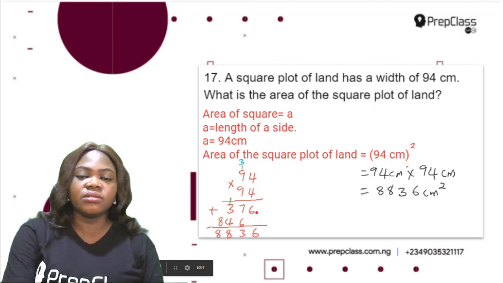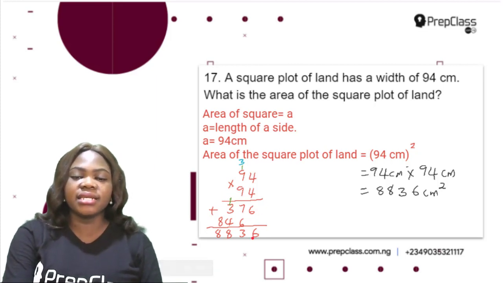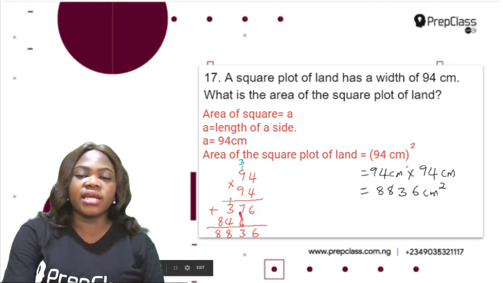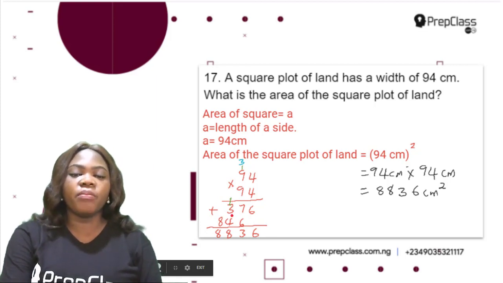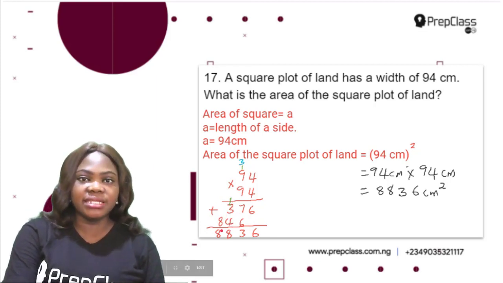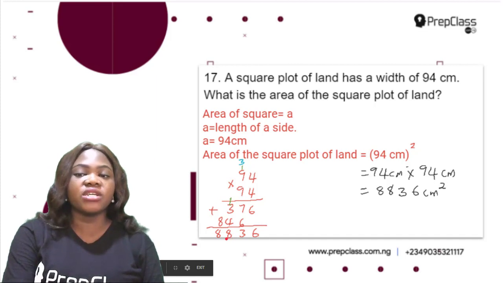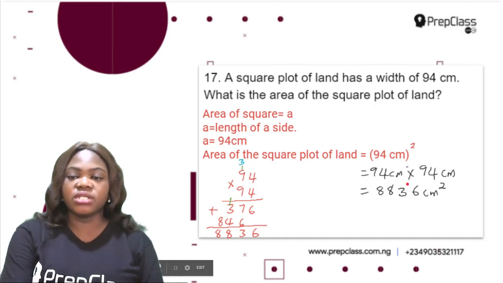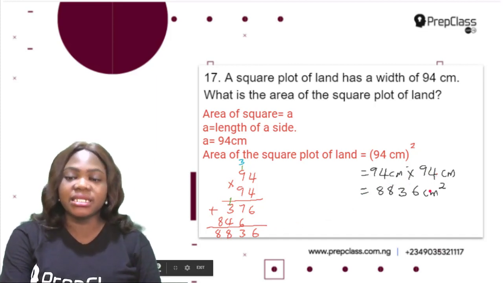Now let's add these two together. 6 plus nothing is 6. 7 plus 6 is 13. Write 3, carry 1. 1 plus 3 is 4. 4 plus 4 is 8. 8 plus nothing is 8. Okay, so we have 8,836. Centimeter multiplied by centimeter is centimeter squared.